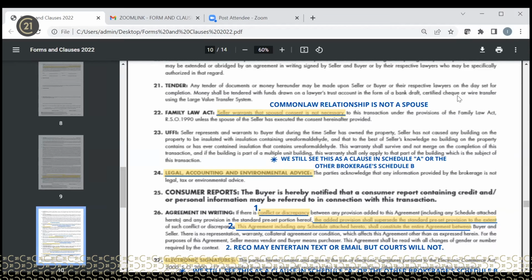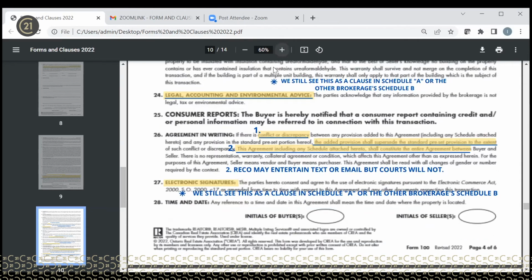The only time you need a spousal consent is if one or the other of the parties who are legally married is the only one on title and selling the property, and it's being used as a primary residence. That's when you need spousal consent. Legal, accounting, and environmental advice. Parties acknowledge that the brokerage is not giving legal, tax, or environmental professional advice. Again, we see this a lot in other people's Schedules A or B. It's already in the pre-printed clauses.